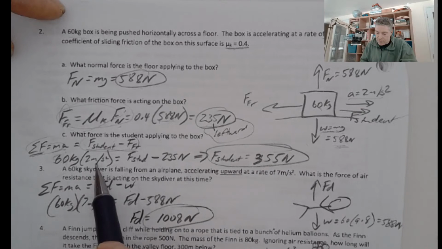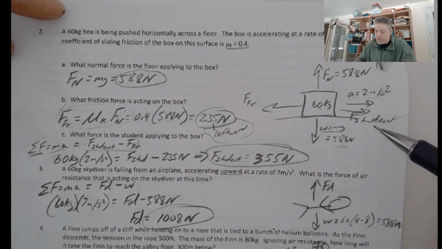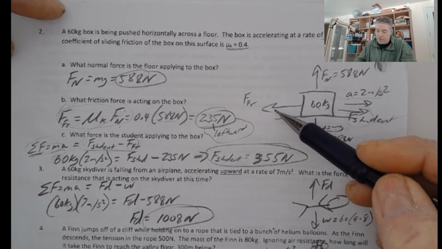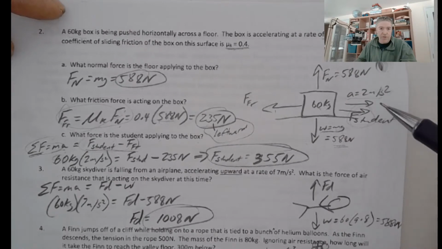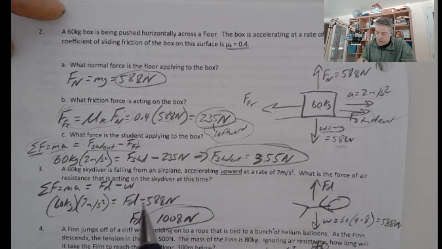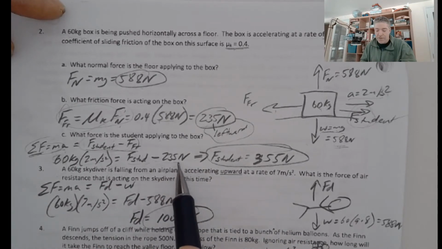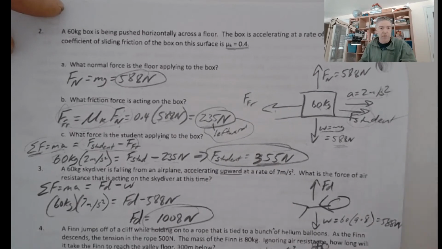So there's the mass, there's the acceleration, and the non-canceling forces are the force of the student pushing to the right and the force of friction going to the left. These two cancel. That's not a force, that's just acceleration. So I've got 120 equals the force of the student minus the friction, which is 235, so the student's got to be pushing at 355.